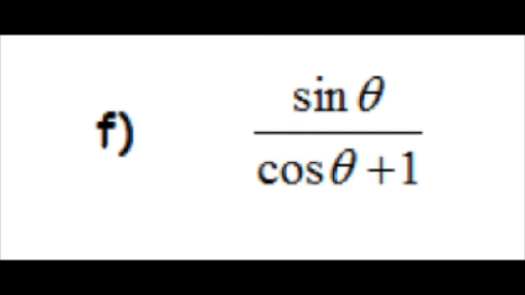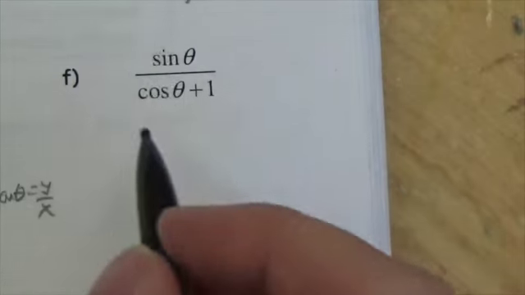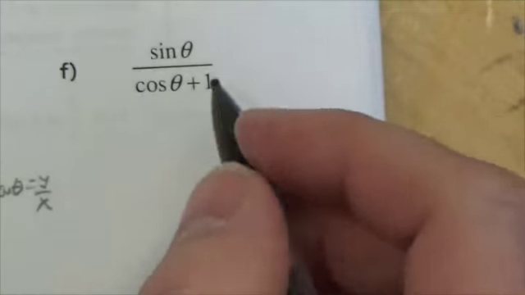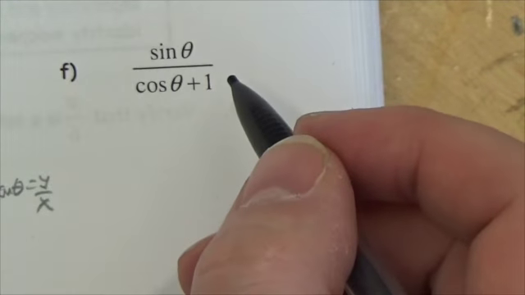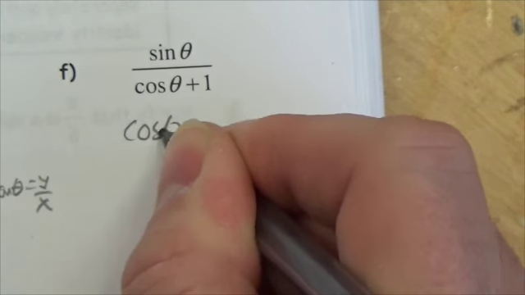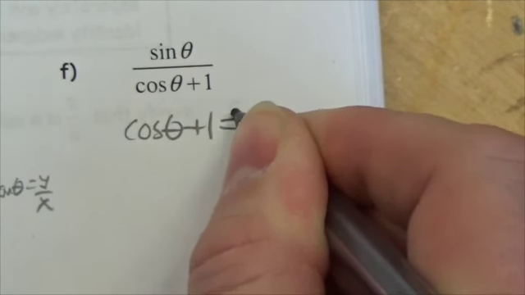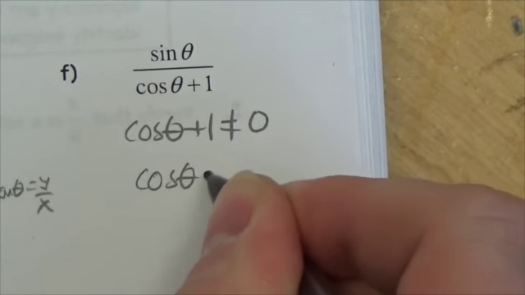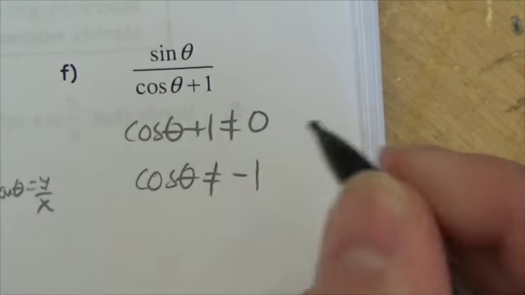The sine of theta divided by the cosine of theta plus 1. Right, now this one doesn't really suffer from any of the problems of having a secant, cosecant, cotangent, or tangent in there. So sine and cosine are not going to produce restrictions here. The only thing I have to worry about is that I cannot allow cosine of theta plus 1 to be 0, which means I cannot allow the cosine of theta to be negative 1.